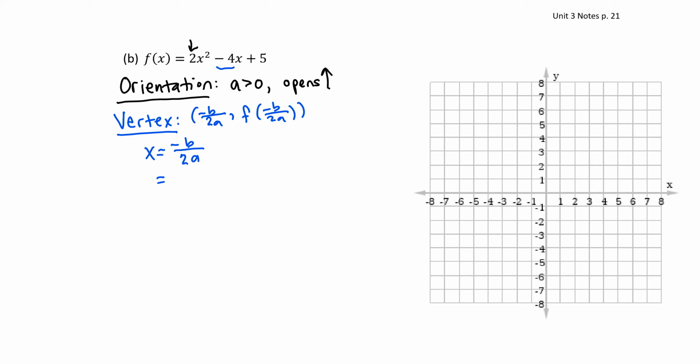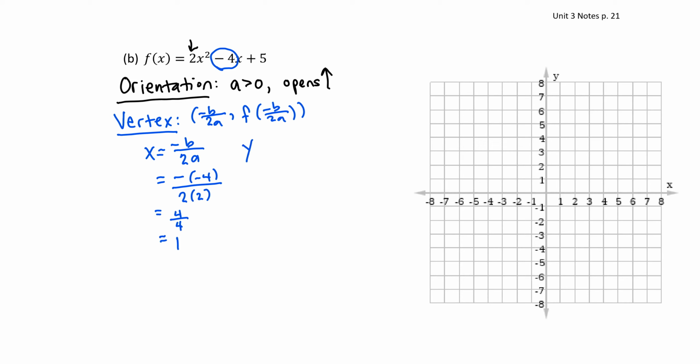From the original equation, we can see that b is -4. So we're going to need the negative from the formula, and we're replacing b with -4, divided by 2 times a. So in the numerator, we have +4. In the denominator, we have 4. So the x value of our vertex then is 1.